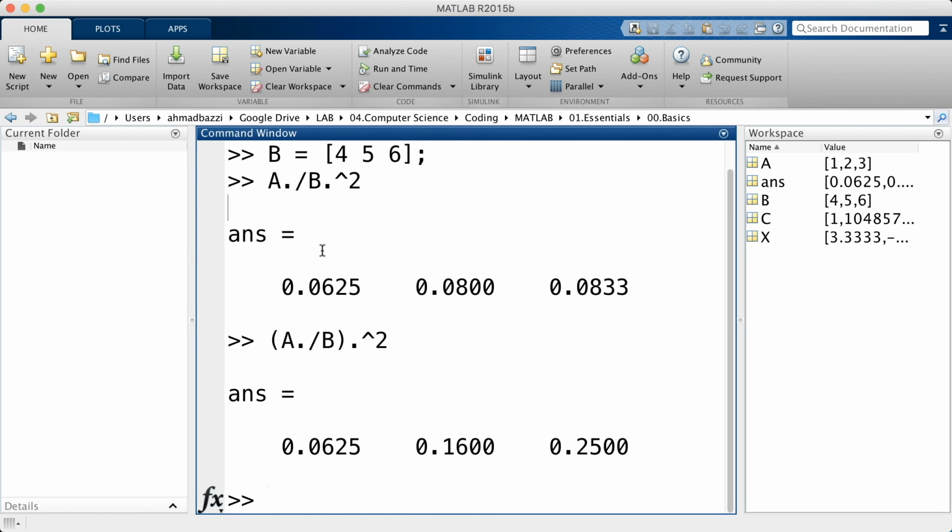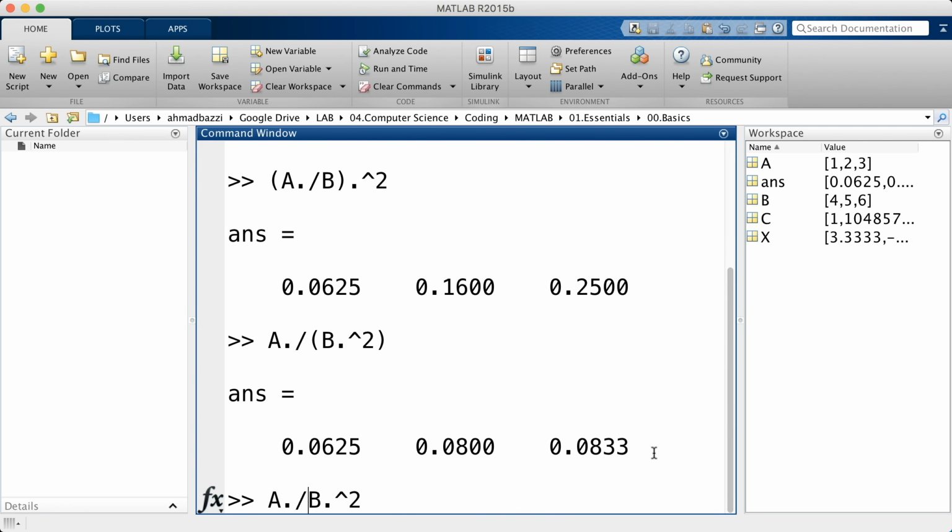To make sure of this, if I remove those parentheses and insert them here, I should be able to see this, right? So enter. There you have it. It's the same as without inserting any parentheses, right? That's all I have to say about operator precedence.